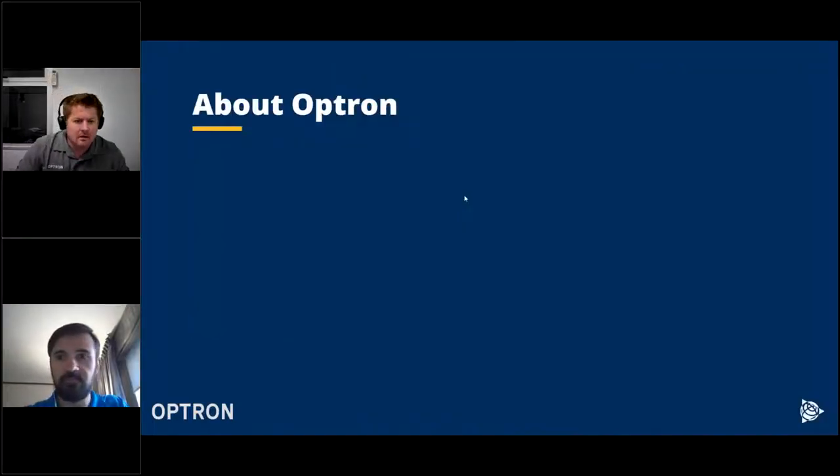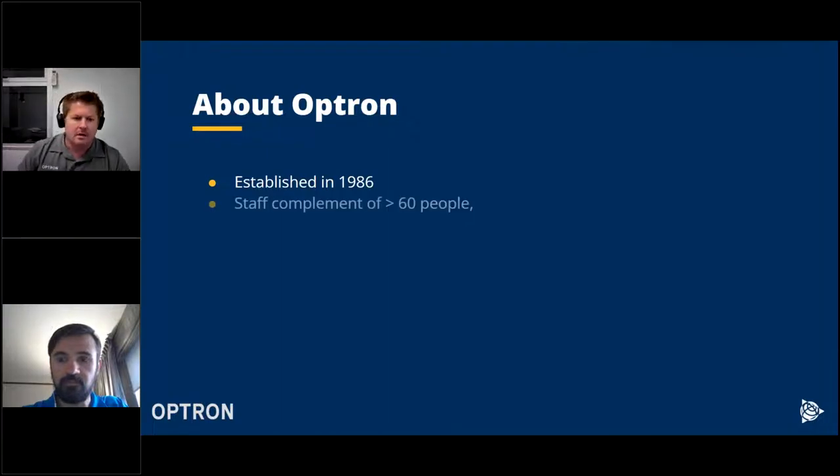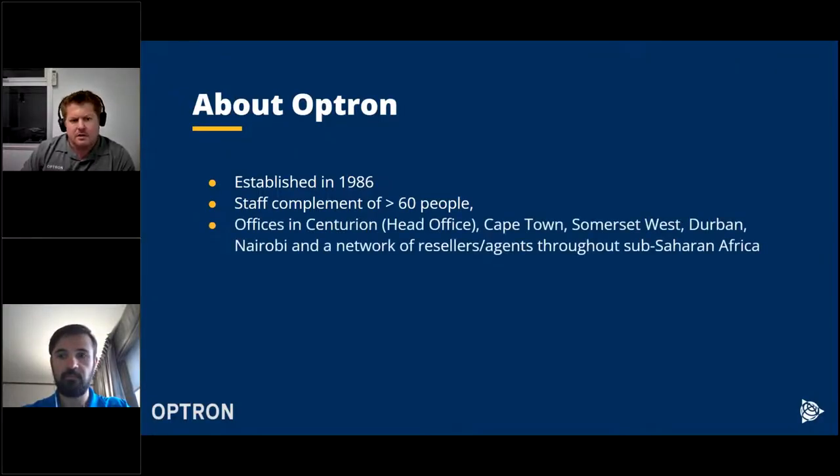Okay, so first let me just introduce you a bit, tell you a bit more about Optron. So Optron has been established in 1986 in South Africa. As a Trimble dealer, we have a staff complement of more than 60 people currently, and we've got offices in Centurion, Cape Town, Somerset West, Durban, also Nairobi in Kenya, and then we also have a wide network of resellers and agents throughout sub-Saharan Africa.